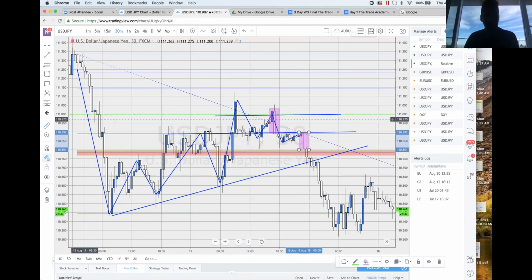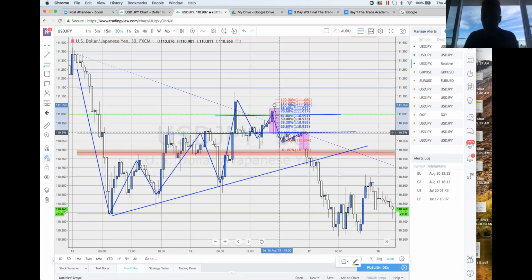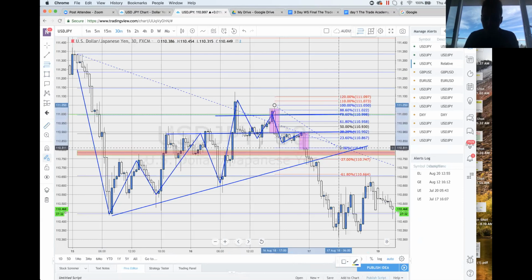Okay. Now, what else can I put onto this? Fibonacci's. Okay. This is where that number you told me about, I think it was negative 27, for Fibonacci retracement. Okay. So I put my Fibonacci from the start of this one to the end of this one. Okay.